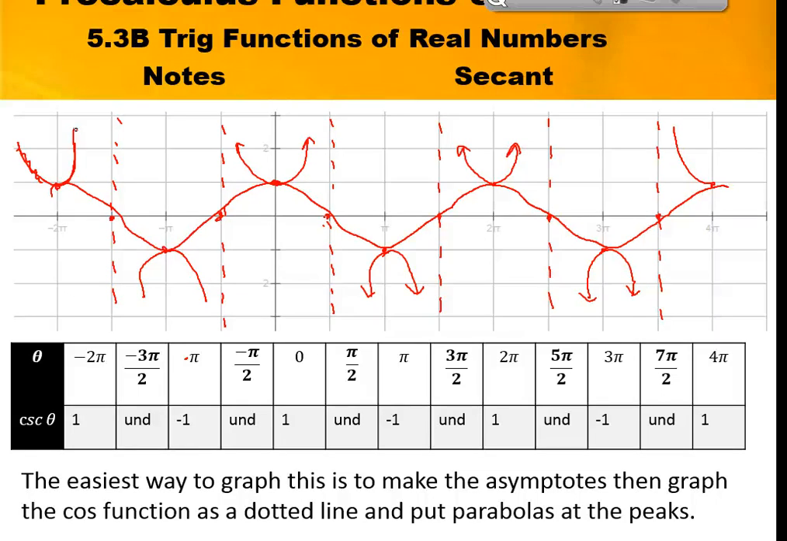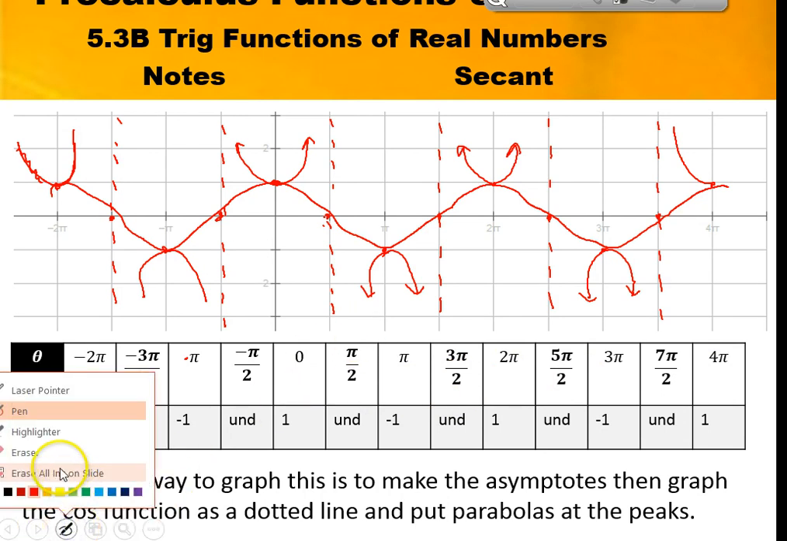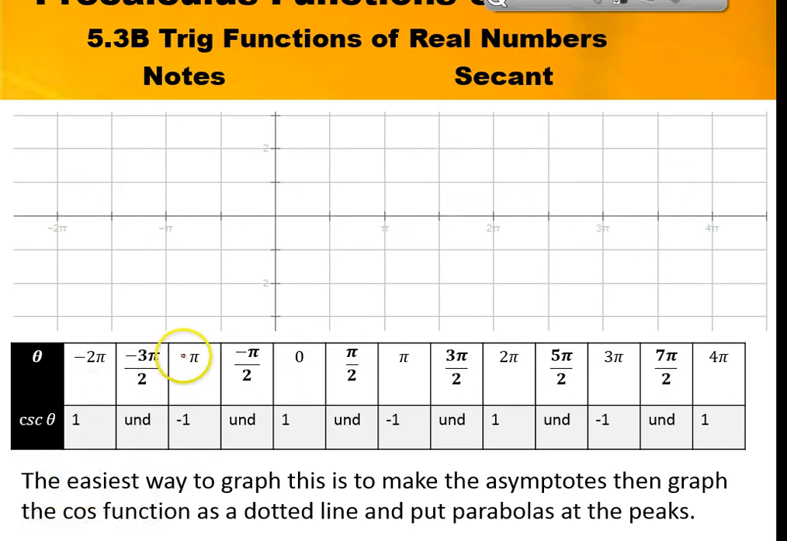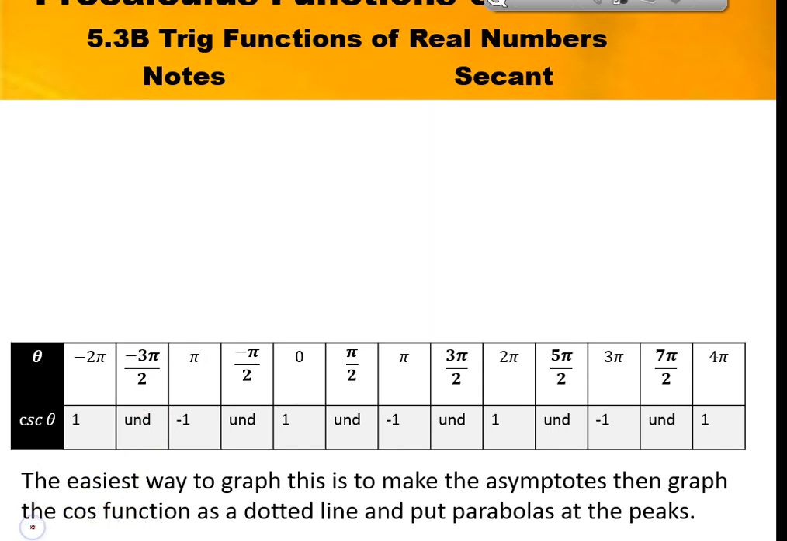You just know that at 1 you're going to have an upwards parabola. At -2 pi you're going to start your upwards parabola at 1, and then at -pi, at -1 you're going to do your down parabola, and so on. Okay, so let's clear the screen. Okay, and then we're going to do the advancing.